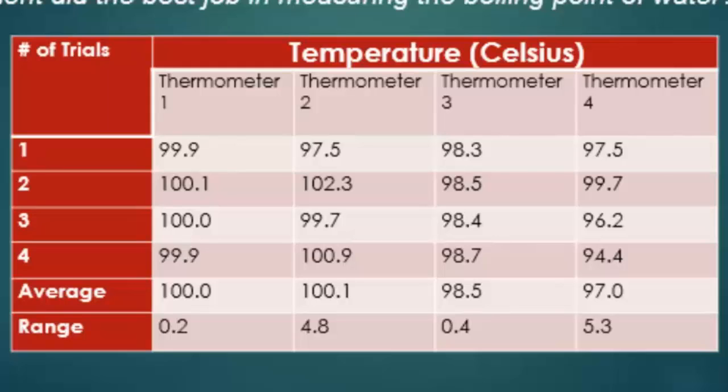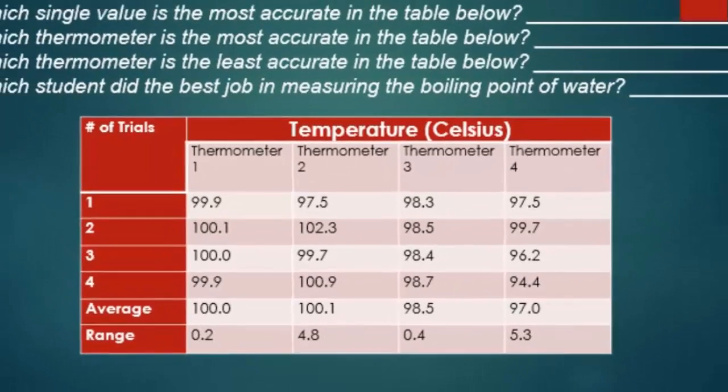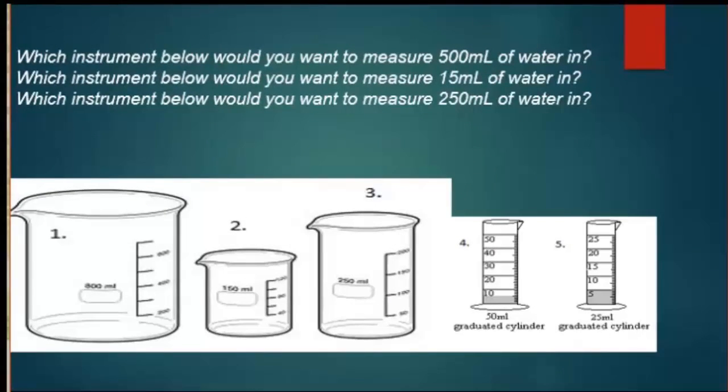Well, if we look at thermometer number 4, they measured water's boiling point to be 97.0. That's 3 degrees Celsius off from the accurate value. So we would say that's very inaccurate. Now let's look at precision with measuring things.